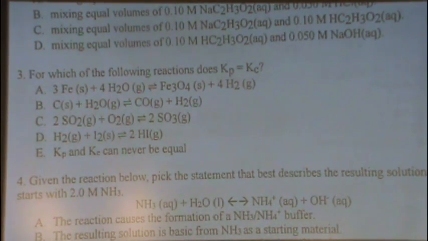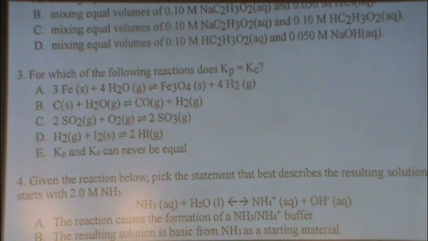Where does Kp equal Kc? Kp equals Kc times RT to the delta n. It's a formula for it. And so the only time that Kp equals Kc is if delta n is equal to 0. So what you're looking for is where the moles of gas of reactants equal the moles of gas of products. So take a look, for example, in case A.